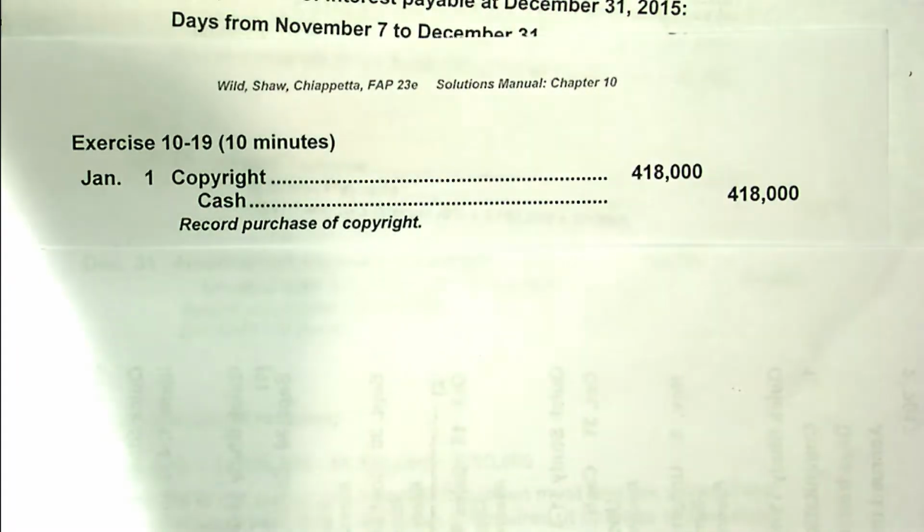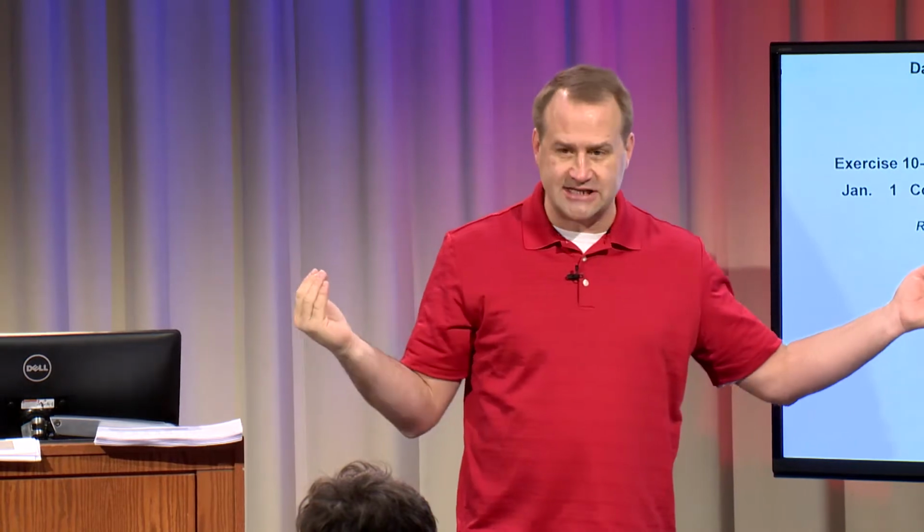First of all, we want to record the copyright on the books when we purchase it, right? So, the answer to that one is we debit copyright for $418,000 and credit cash for $418,000. Is that correct? Now the question is, do you remember amortization? We talked about that last time. It's the same thing as depreciation and depletion, except we call it amortization when it's in regards to intangible assets. Same sort of principle.